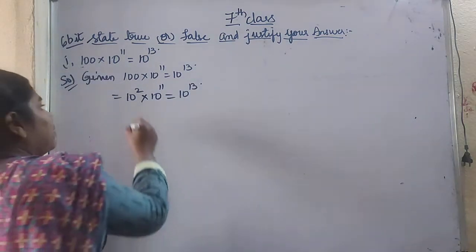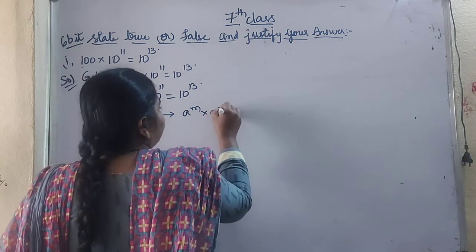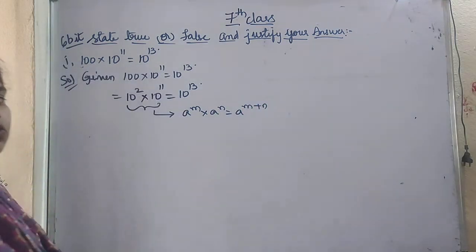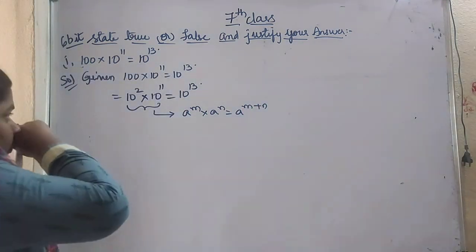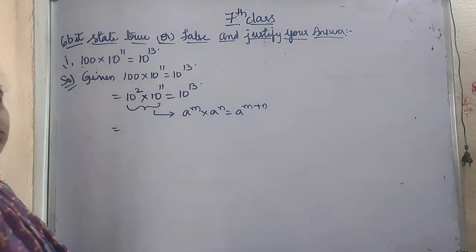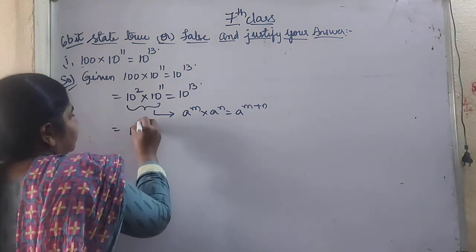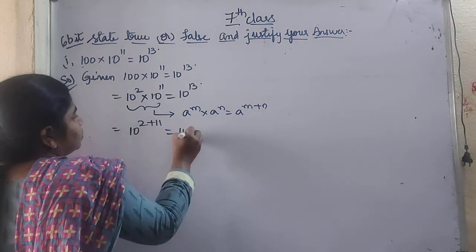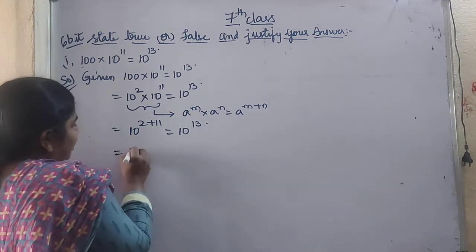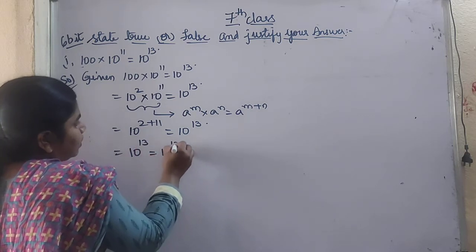Here I am using the first formula. What is that? a power m into a power n is equals to a power m plus n. This is our first law in laws of exponents. When both bases are equal, we can add the powers. So we can write 2 plus 11 is equals to 10 power 13. 2 plus 11 is nothing but 13, so 10 power 13 is equals to 10 power 13.